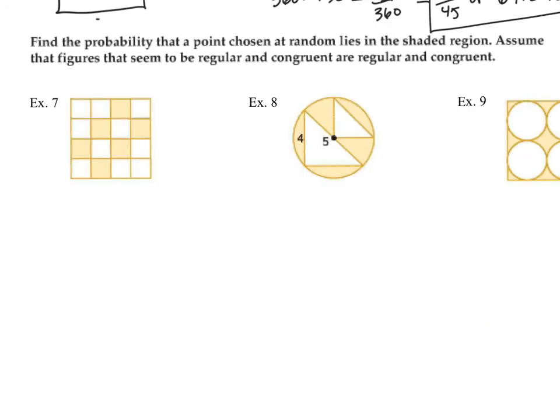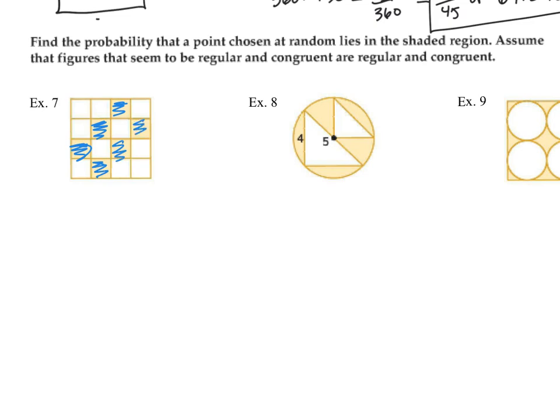All right, in these next examples, you're definitely going to see some geometry at work. The directions say, find the probability that a point chosen at random lies in the shaded region. Assume that the figures that seem to be regular and congruent are actually regular and congruent. All right, so the first thing you're going to need to do, because the copies didn't come out very clear, is take a minute and go ahead and shade in these boxes. It didn't copy very well, so if you could shade in those boxes.